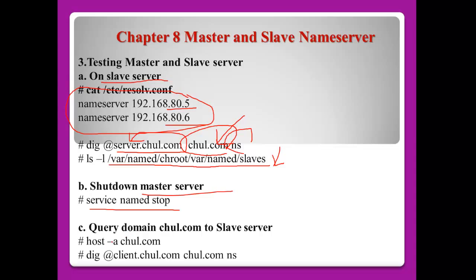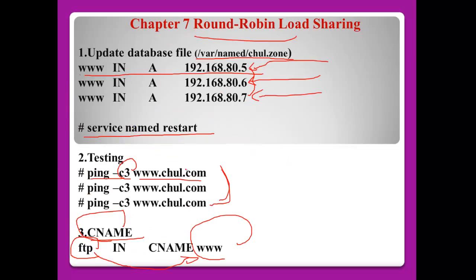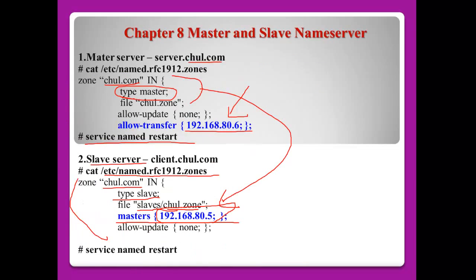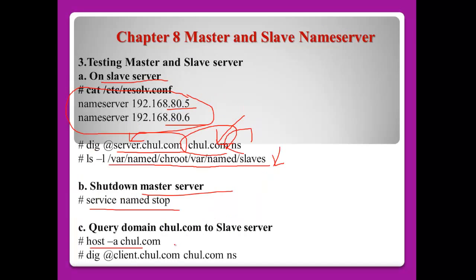And for testing, shut down the master name service, named stop, like this. And after that, host -a char.com in the slave name server. Then the slave name server will answer the query, especially from the file here. This one, the slave zone file, char zone file. And also you can test like this, dig @client char.com, and then this client name server will reply to the query.